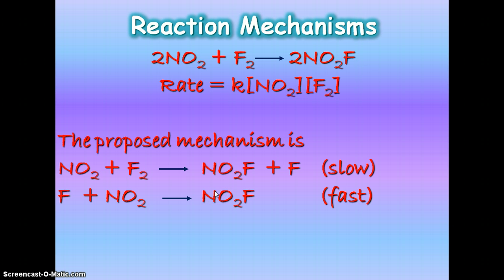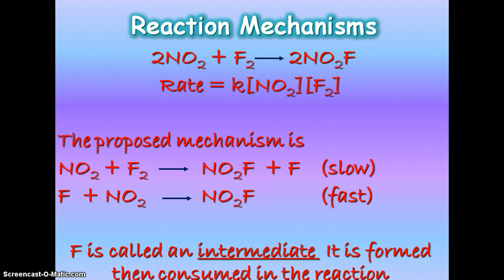The rate of a reaction will be determined by its slowest step. So that first step is going to be our limiting factor to how fast this reaction can actually go, because once it gets through that first step, that second step will go very quickly. So the first step is really the one that determines how fast it occurs. If you see, F is produced in the first step and then consumed in the second step. Anytime something is produced in one step and then consumed in the next, it's called an intermediate in the reaction.